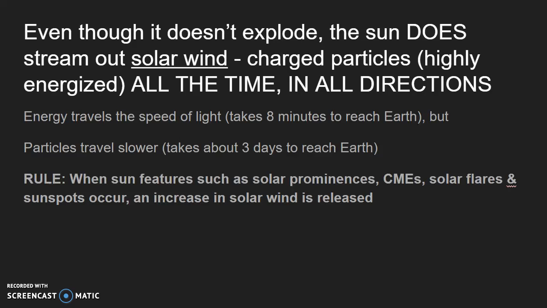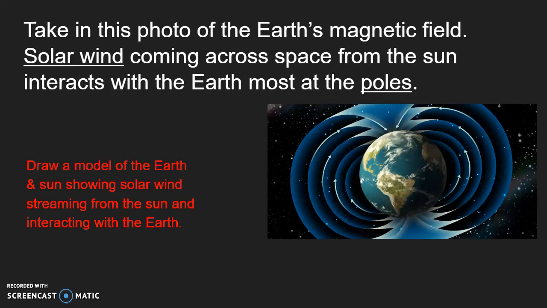So we can see the prominence, the release of energy, before we actually feel it, before we get the onslaught. A rule: when solar features such as solar prominences, CMEs, solar flares and sunspots occur, an increase of solar wind is released. So when you see those features, that means that the sun is active and releasing.